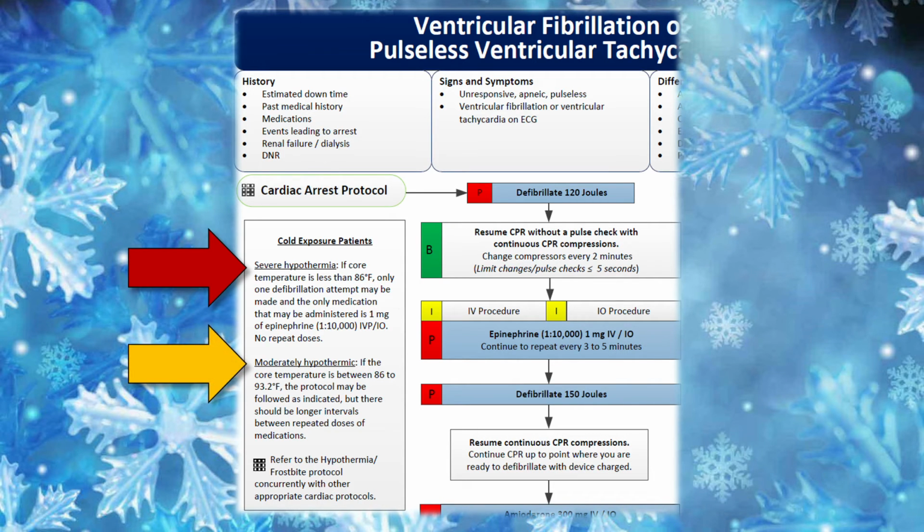The mild hypothermia. This is between 86 and 93 degrees. Now, the protocol indicates we should use longer intervals, but we can repeat the doses. So I give the epinephrine once every 10 minutes, because it's still taking that time to circulate. So the question is, how do we know we're there? How do we know what temperature we're at?